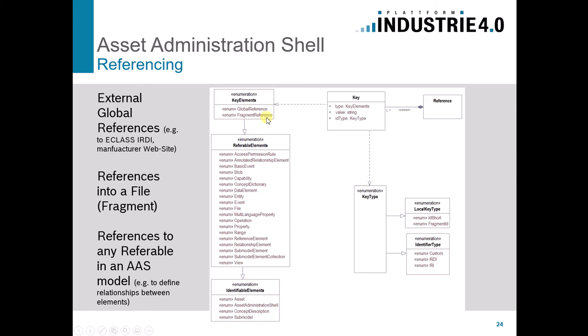A fragment reference is used to point into a file. So it's a fragment ID, as you see here. So this is a key type and ID type in a way. Again, we have IRIs, IRDIs, custom specific identifiers, but also a local identifier ID short. As I said before, if you want to reference a property, you first have to reference, for example, the submodel, and then you can reference the property itself via its ID short. And if you reference a file, you can go one step further and reference an entity within the file with a fragment ID. That's how it's meant to be used.